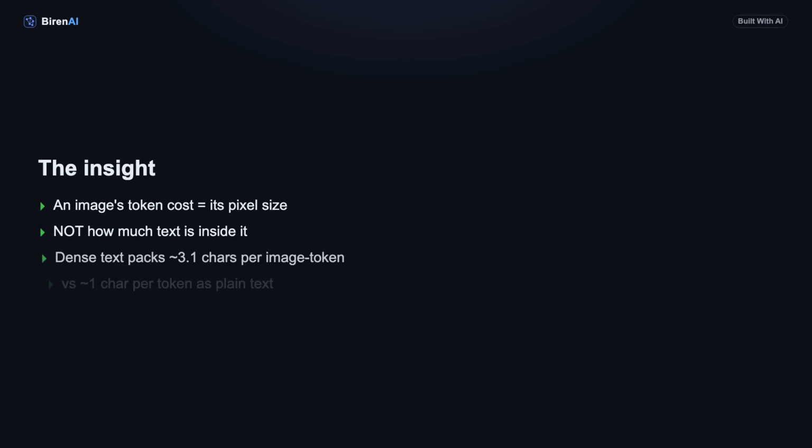Here's the core insight. When you send an image to a model, its token cost is fixed by the image's pixel dimensions, not by how much text is printed on it. So if you render dense content, like code, JSON, or tool output as a picture, you pack roughly 3.1 characters into every image token, versus about 1 character per token when you send it as text. Same information, a third of the tokens.